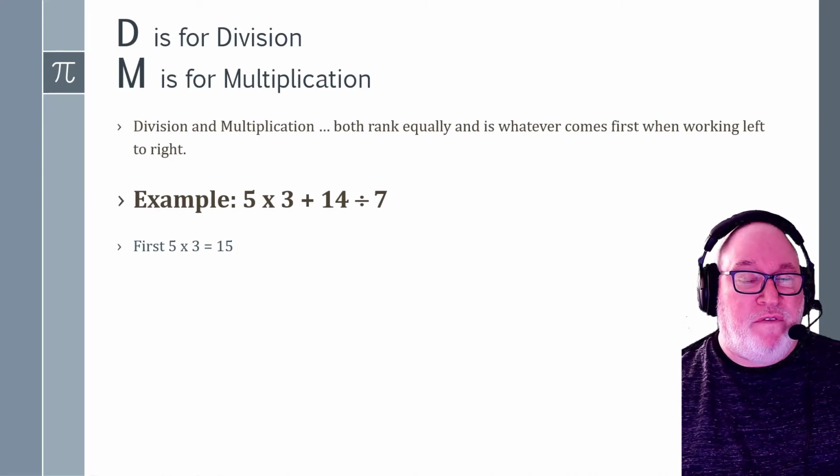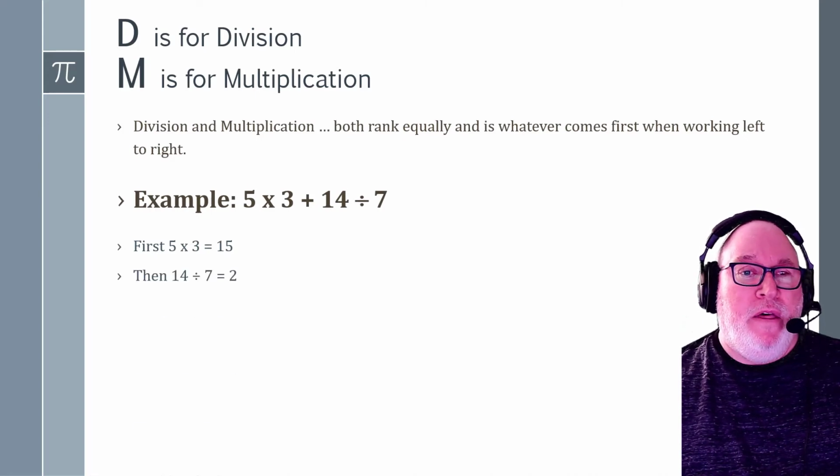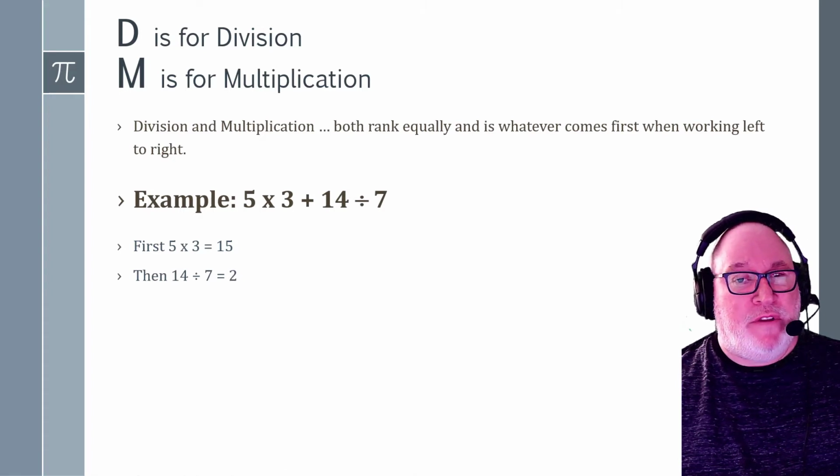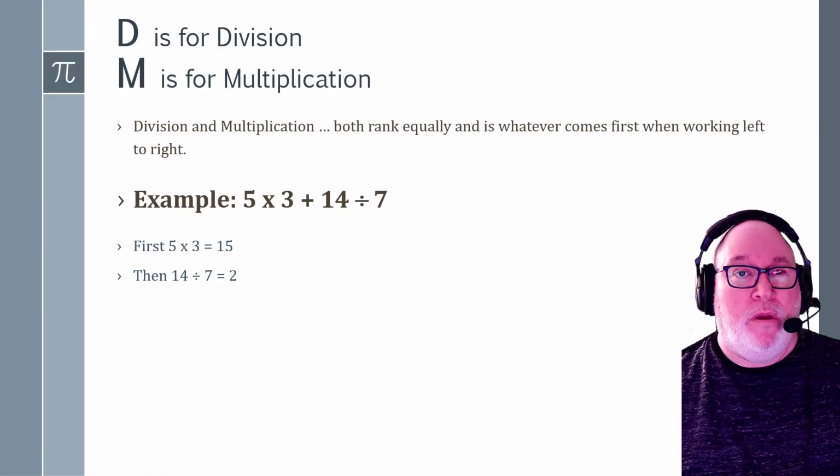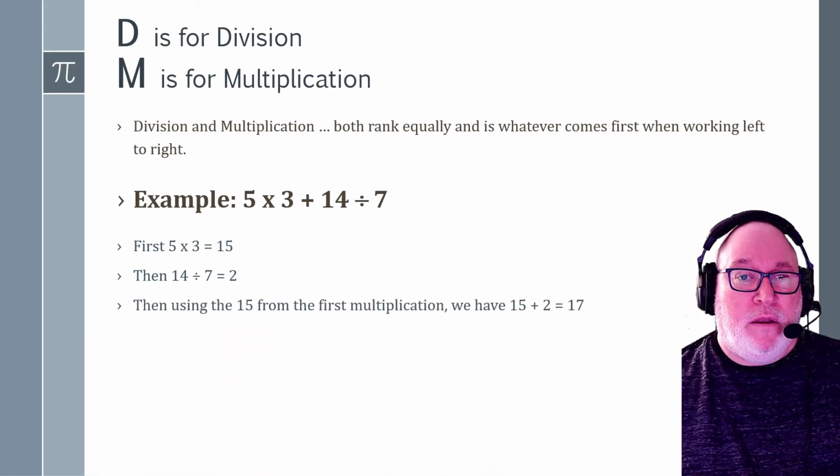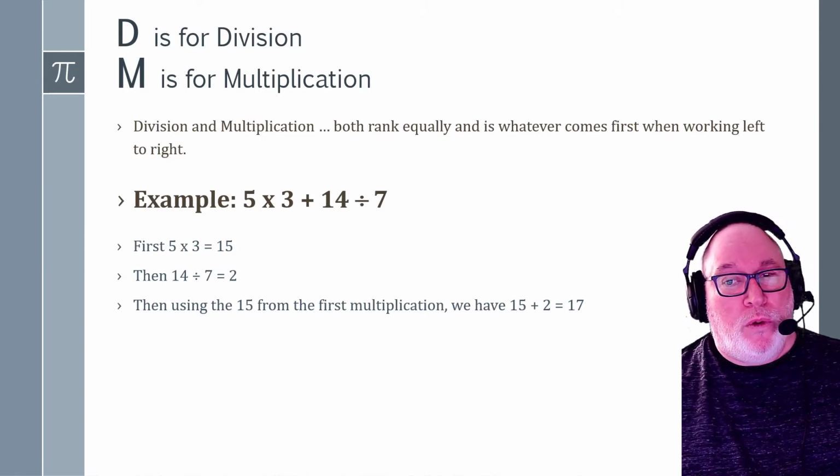15. Make a note of the 15 above it. Then it's 14 divided by 7, because it's division and multiplication before the addition. BODMAS. So 14 divided by 7 equals 2. You could write the 2 above that.